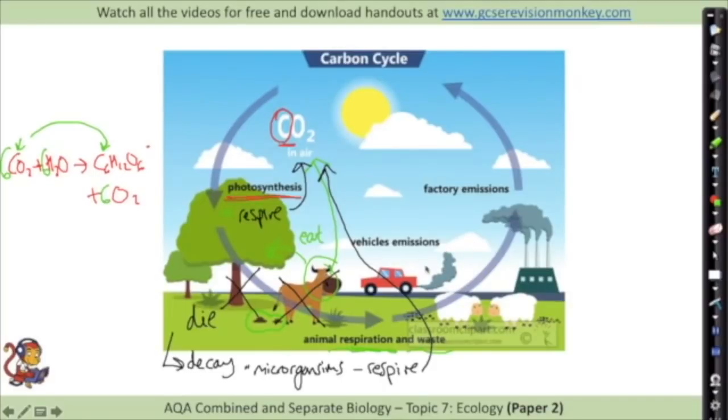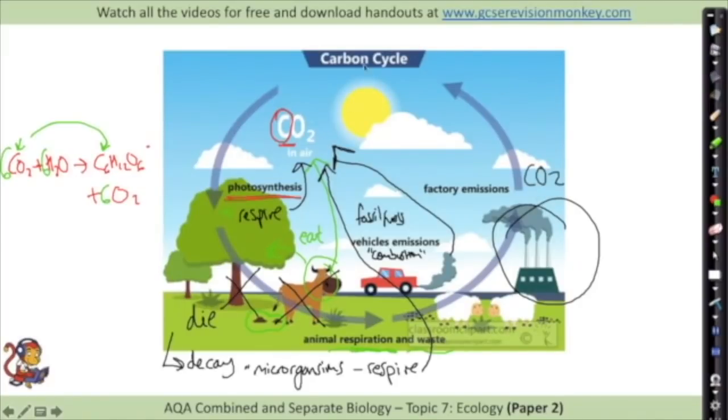Vehicle emissions are also responsible for releasing carbon dioxide. So the carbon starts off first of all locked up in fossil fuels as the hydrocarbons, and then when they are burned through a combustion reaction, that is, as we looked at in the chemistry topic, combustion results in carbon dioxide and water being released, and that is another way that carbon is cycled. And finally, factory emissions. So they are burning fossil fuels, also releasing CO2 into the atmosphere, and this completes the carbon cycle.